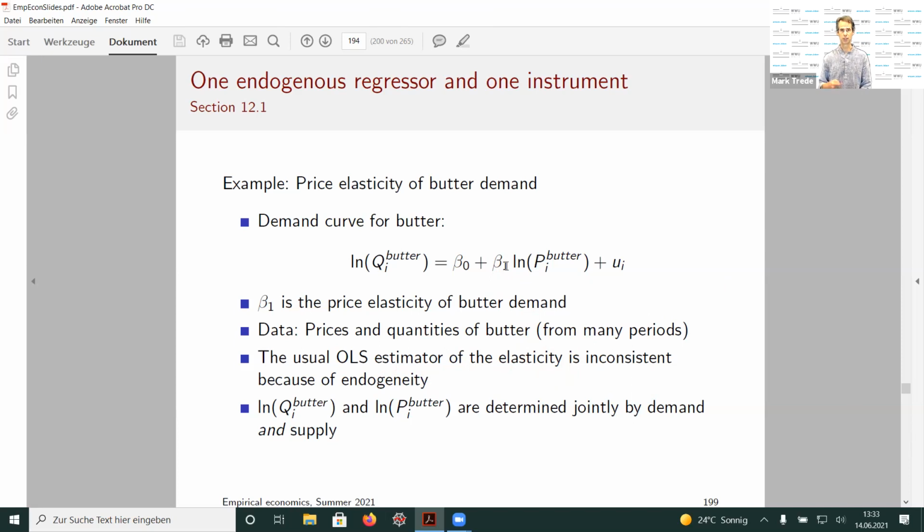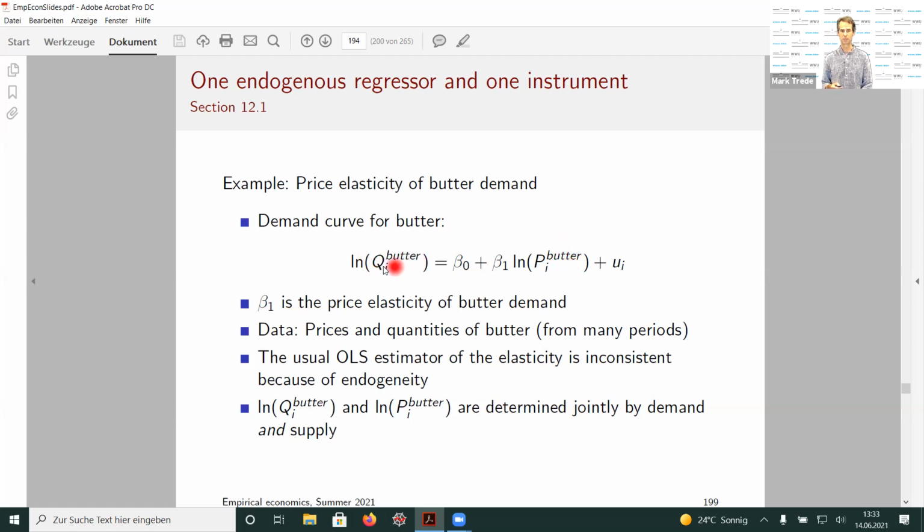Why do we have endogeneity? Well, the butter demand or the butter quantity that is traded on the market, of course, depends on the price. The higher the price, the less people demand. And the lower the price, the more butter people will buy. But there's also a supply side on the market. And if the quantity of butter is increased, then the price will fall.